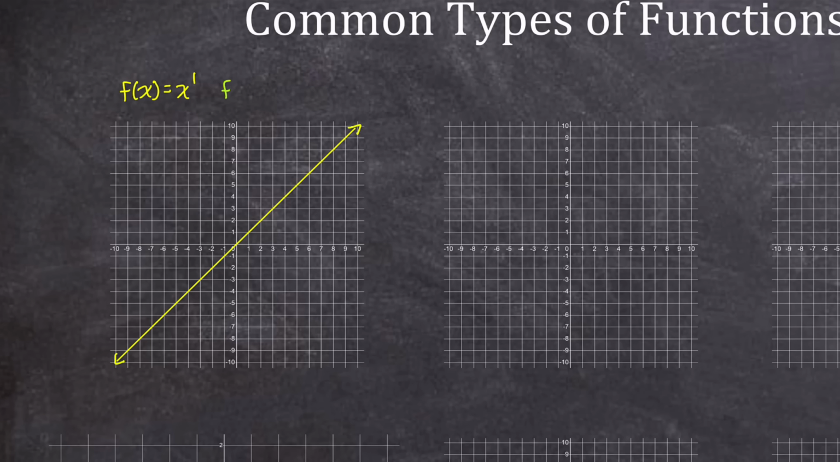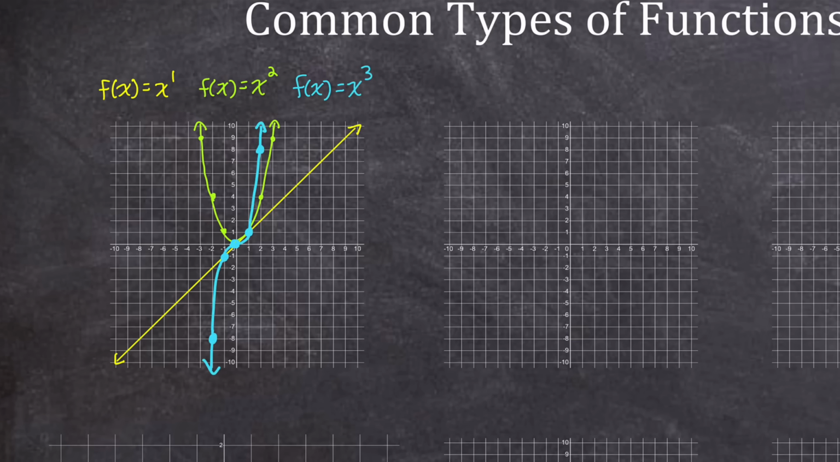f of x equals x squared, which is a quadratic, so it has a parabola shape. And next is f of x equals x cubed, which makes a bit of an S shape through the origin. So those are examples of power functions. And next, you should know the square root function, which is the function f of x equals the square root of x, where we calculate the output value y just by square rooting the input value x.